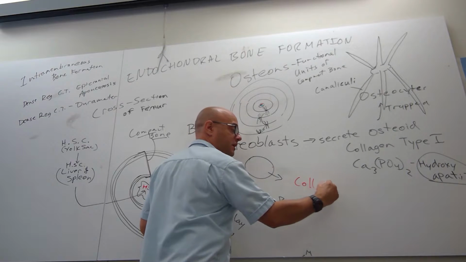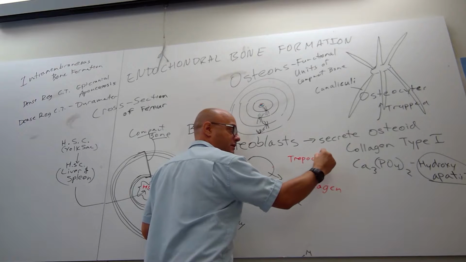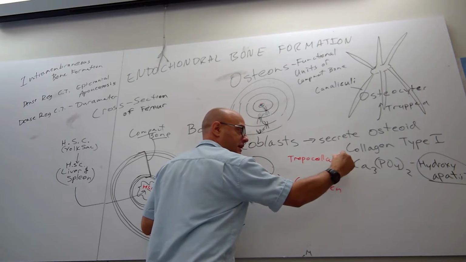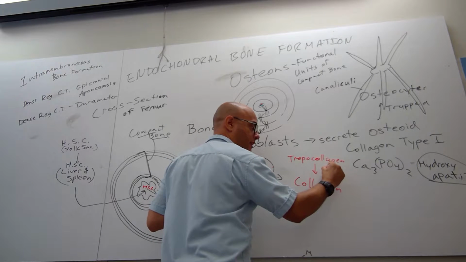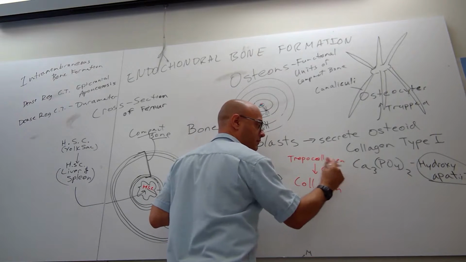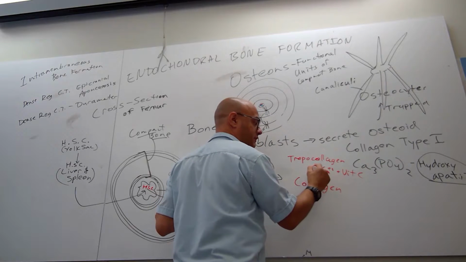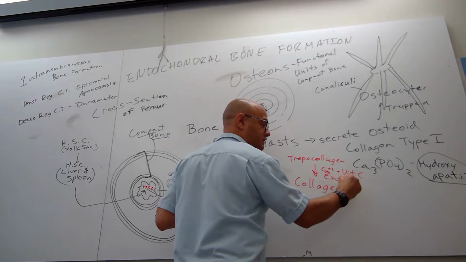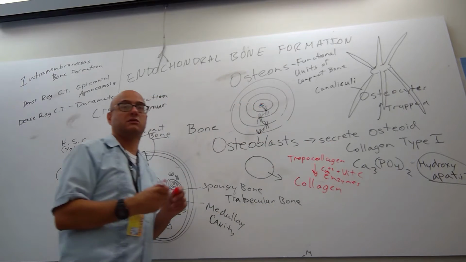collagen. But for tropocollagen outside to become collagen outside, you're going to need copper, and you're going to need vitamin C, along with the necessary enzymes that would catalyze this polymerization of tropocollagen to collagen.